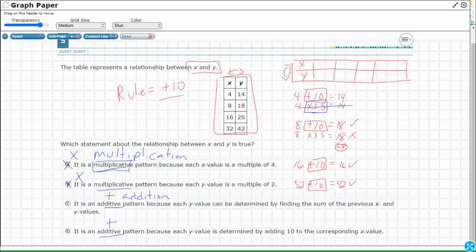It is an additive pattern because each y value can be determined by finding the sum of the previous x and y values. Well, I didn't add x and y. I added x plus 10, right? Here was my thing. X plus 10 equaled my y. It's an additive pattern because each y value is determined by adding 10 to the x. Okay, that's what I did. I added 10 to each x right here to get to my y over there. So my answer is D.